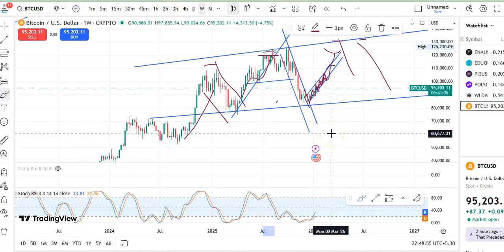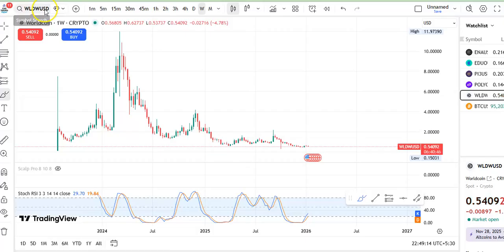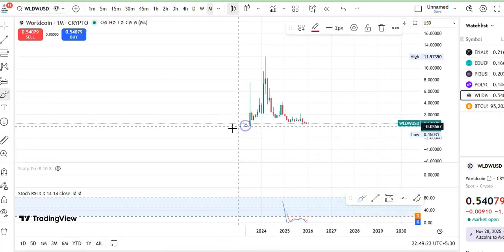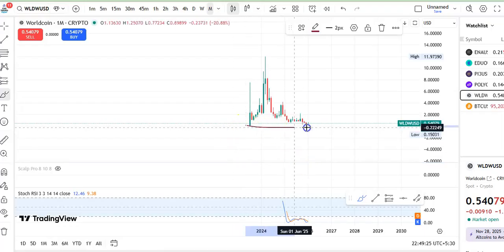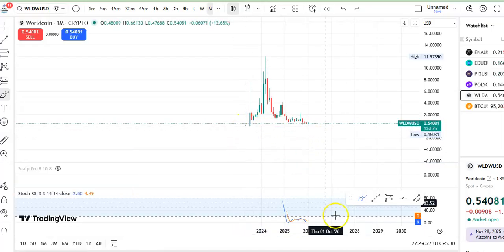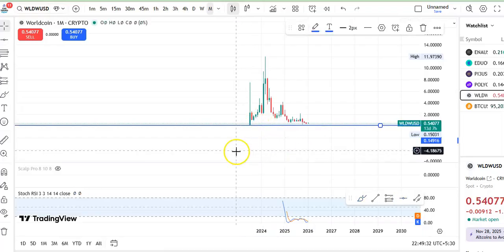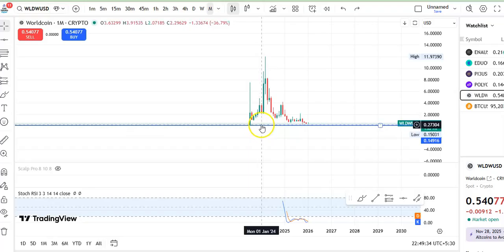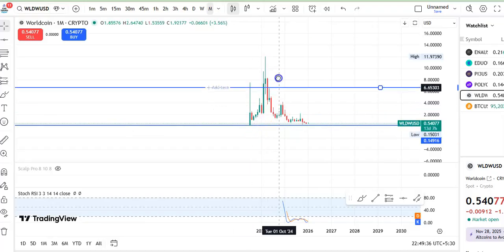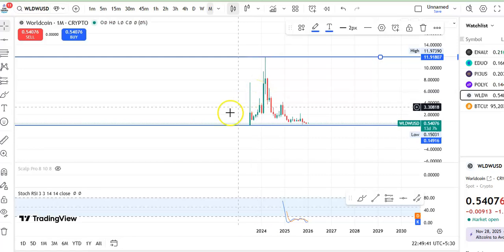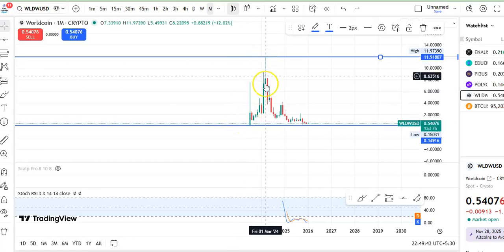Now we'll go to Worldcoin, or WLD, and you can see that I'm in the monthly chart. Let us draw the trend line. This is the support trend line, and let me draw it properly. This is the support trend line, and this is the resistance trend line. Within this channel pattern only, the candles are moving. It started from support, went to resistance, and then a fall happened.